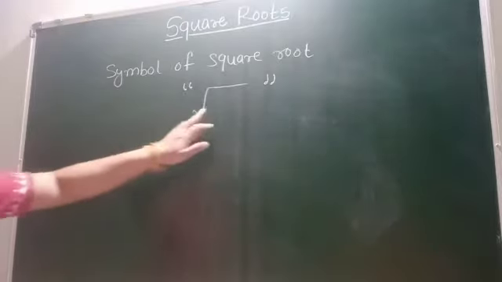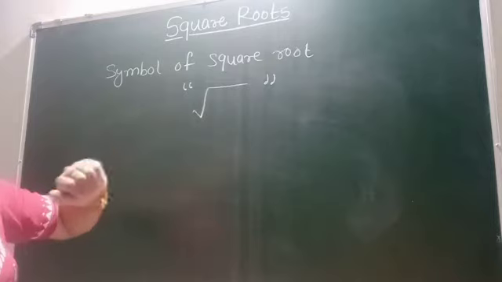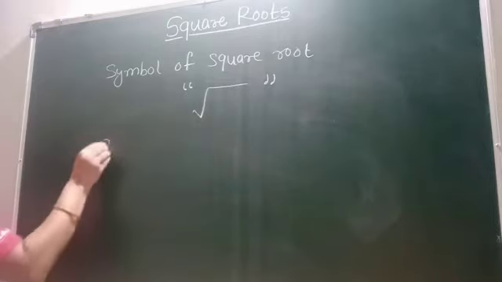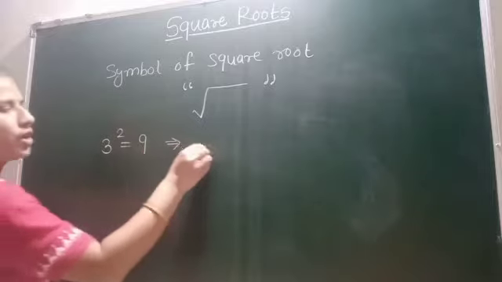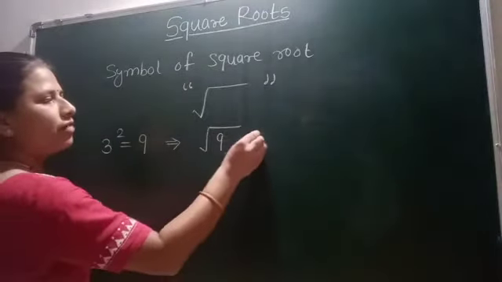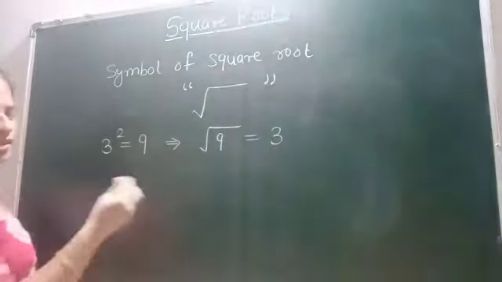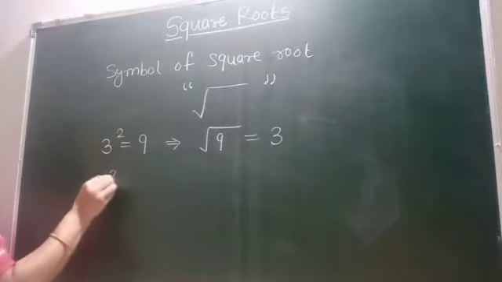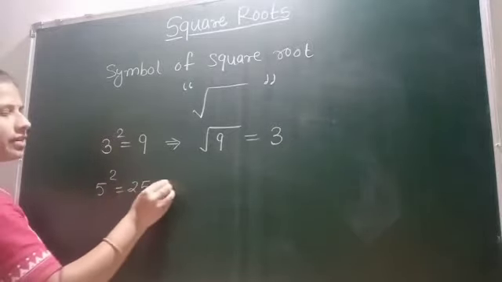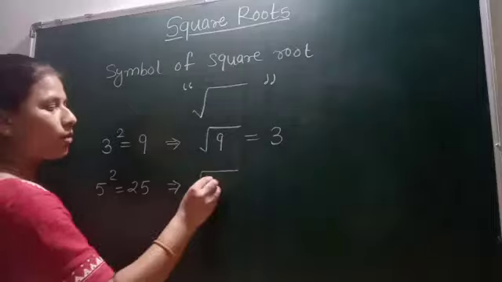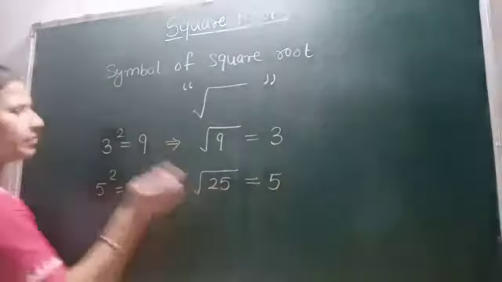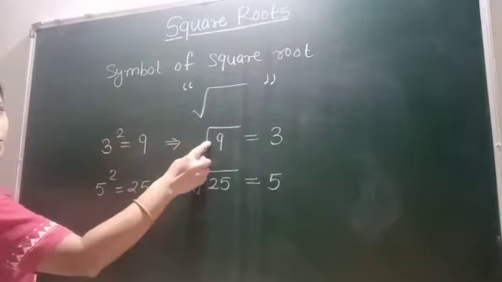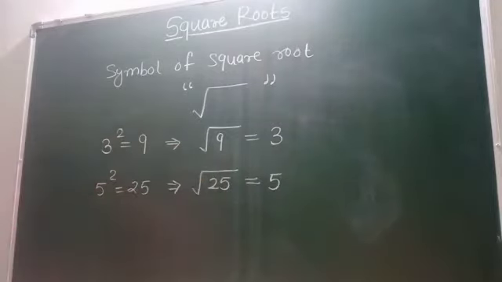Students, this is the symbol of square root. For example, as we know, 3 square equals 9. So, square root of 9 will be 3. Another example, 5 square equals 25. So, square root of 25 is 5. So, square and square root are inverse operations.